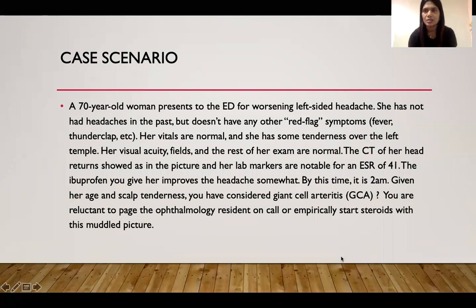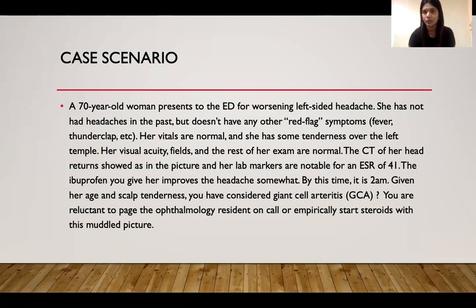So this is a case scenario. I would like to point out some points. There is a 70-year-old woman. So you have to look at the age. It's 70 years, it's old age, and she's a female. She came to the emergency department with no red flag symptoms, that means like fever and other problems. Her vitals are normal, and she has some tenderness over the left temple. Her visual acuity, fields, and the rest of her exam are normal.